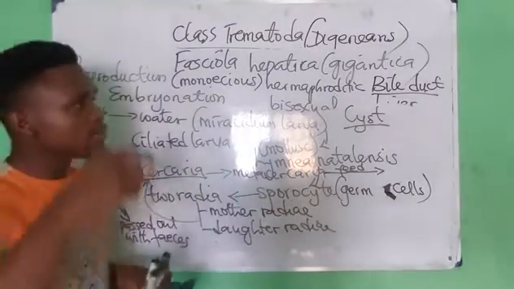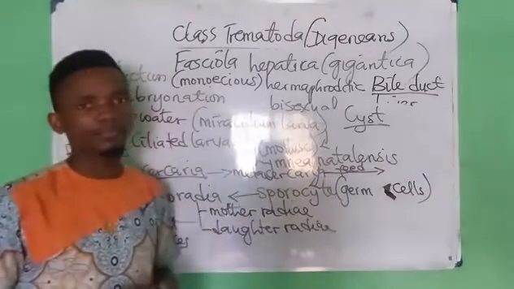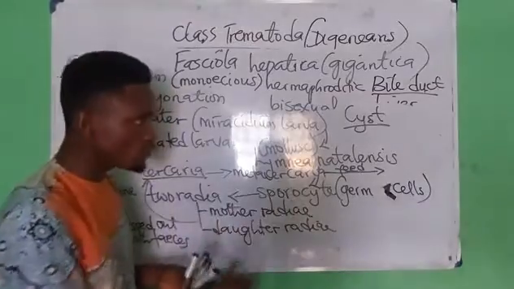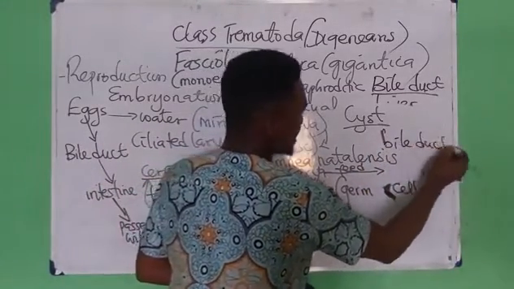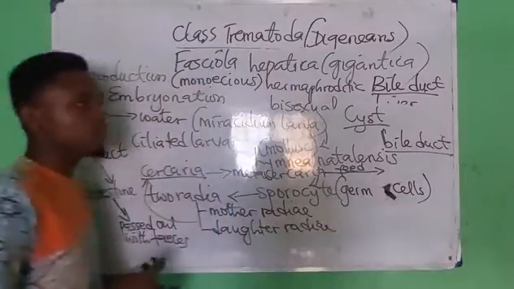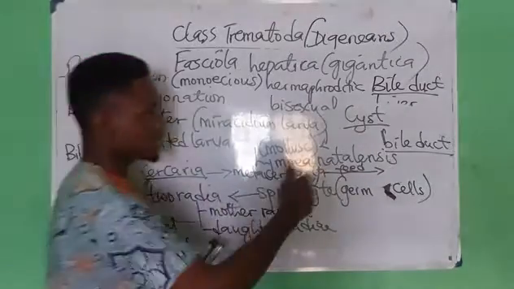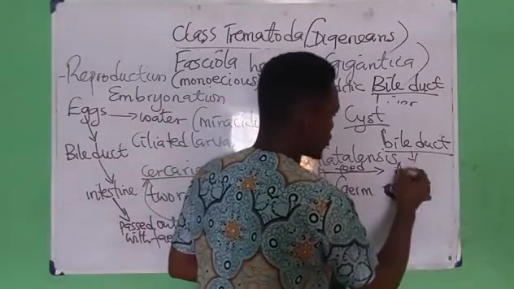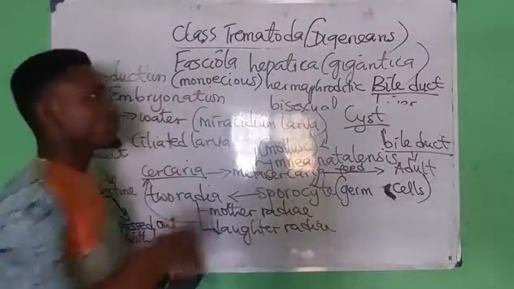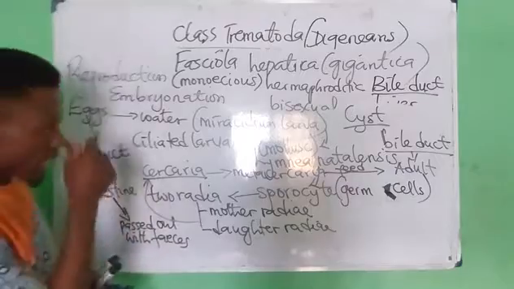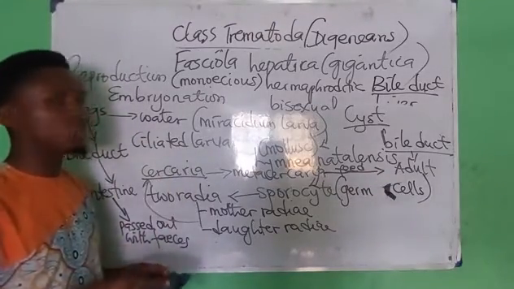Once it's released in the intestine of the host, what happens? It migrates to the digestive tract of this host. From the digestive tract, it moves into the bile ducts. The bile duct is the end region where the life cycle stops. As soon as it gets to the bile duct, it develops into an adult worm. From there, the life cycle continues again.